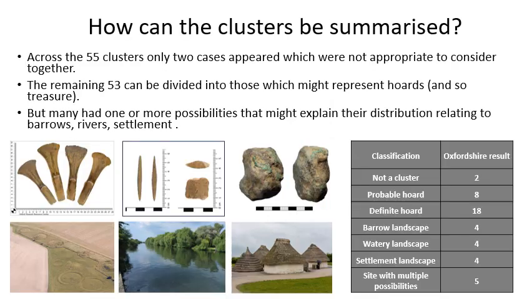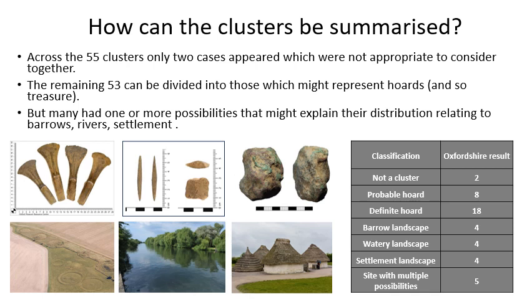I'm not so sure. So, taking a breather, what I hope to have shown you up to this point is that, yes, we are able to identify Bronze Age clusters of finds. There were 55 of them. 2 of those probably don't count as clusters, but the remaining 53 we need to understand. And some of those could be hoards, but other ones have association with rivers, barrow landscapes, and possibly even settlements.